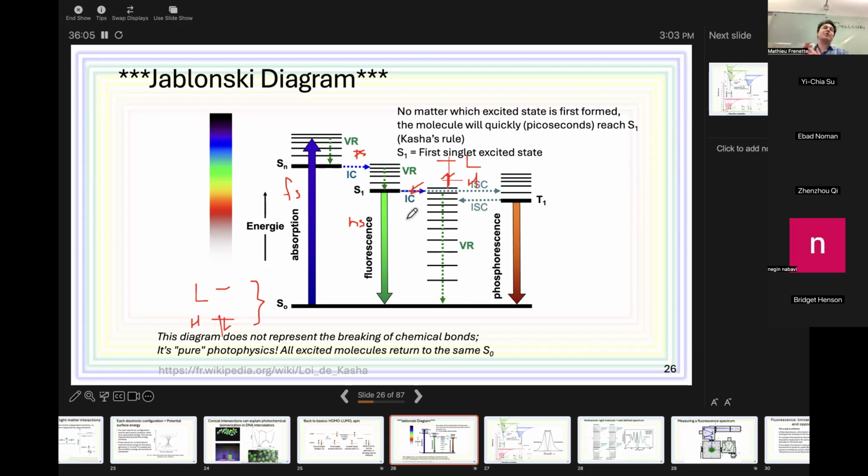What I've shown you so far is only photophysics. We haven't broken bonds yet. And we won't break bonds for a bit.